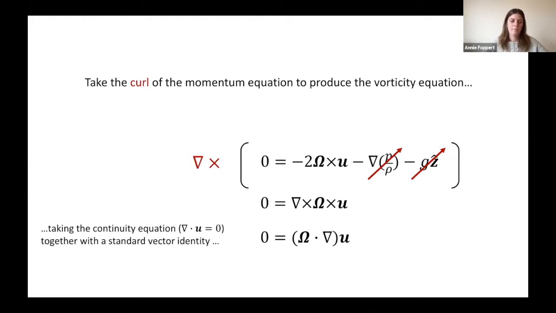And so you're left with this equation here at the bottom, which can be rewritten, again using some vector identities that have to do with the curl of two vectors, and the continuity equation. If you rewrite this out, there are 4 terms and 3 of them are exactly equal to 0. And so you're left with just this one term that says that the rotation dot the gradient of the velocity is exactly equal to 0. If we assume that the rotation vector is in the vertical, then this can be simplified to: there's no vertical change in the velocity.